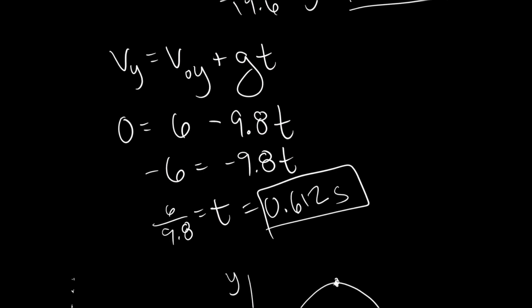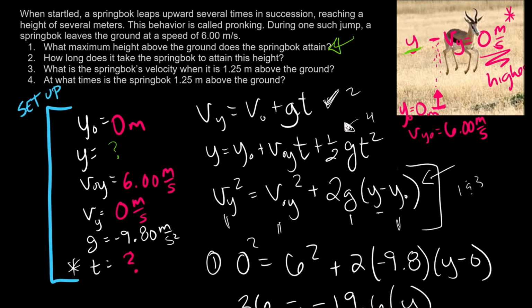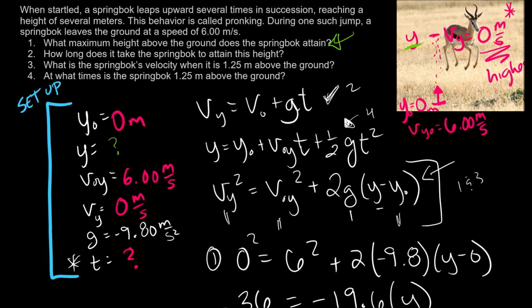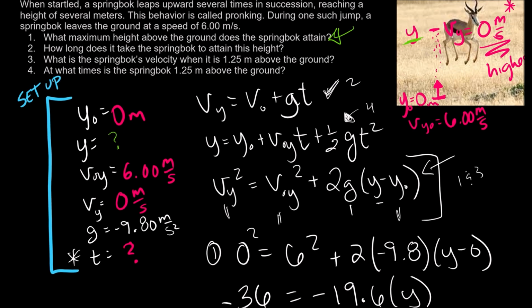Okay, ooh, we're getting way down here. I got to scroll back up. Okay, last question. At what times is the springbok 1.25 meters above the ground? For this last one in part 4, we just solved for the velocity. So I've actually adjusted my thinking from when I started, which is fine, because I didn't realize we were going to be solving for that velocity.